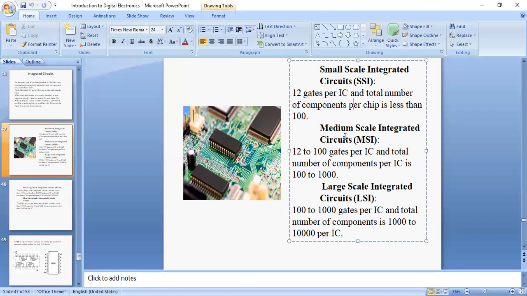Next is the medium scale integrated circuit. This consists of 12 to 100 gates per IC. Here 12 gates is the minimum. The total number of components per IC is 100 to 1000. Next is the large scale integrated circuit, called LSI. It has above 100 and up to 1000 gates per IC.